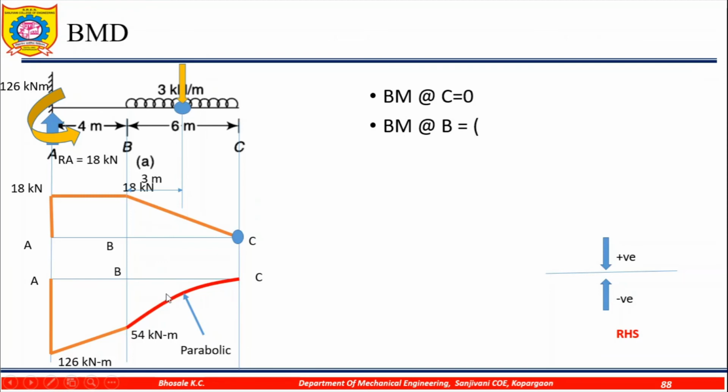In the bending moment diagram, as there is a UDL between points B and C, the curve is parabolic. So we show it by a parabolic curve between points B and C. Finally, at point A, as we have shown, the bending moment is 126 kilonewton meter.